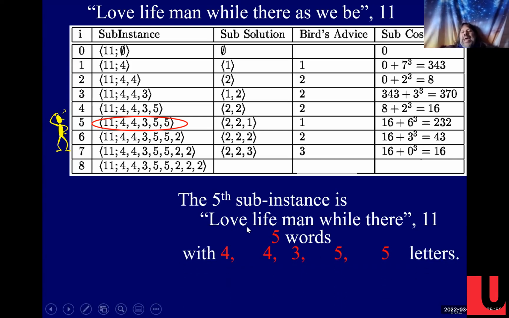And what do we care about these words? We actually don't care that the word is love, right? Our characters are going to be the same width. So what we care about is that there are 4 characters in love and 4 characters in life and 3 in man and 5 in while and 5 in there. So this is actually all we need to know. Each line holds 11 characters. We have words of length 4, 4, 3, 5, 5. That's everything we need to know to solve the subinstance. Everybody kind of get how we're understanding this subinstance here?